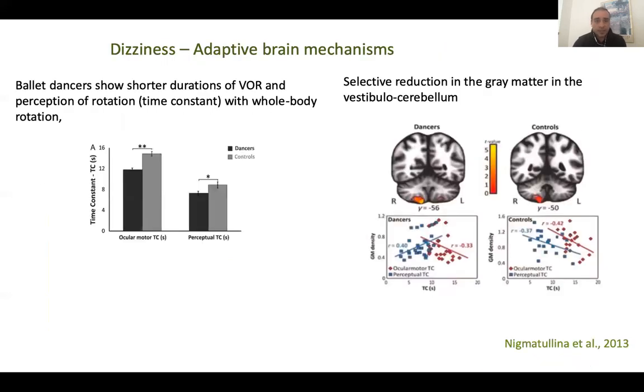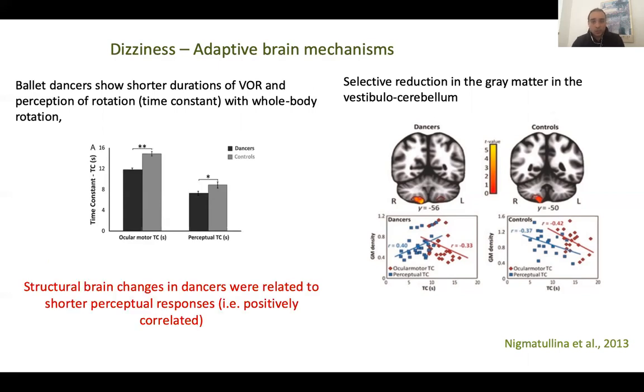This is another study that does not directly examine vestibular migraine, but its finding could be relevant to the pathophysiology. This study compared ballet dancers to healthy controls. They found that ballet dancers show shorter duration of VOR and perception of rotation with whole body rotation. There was selective reduction in the gray matter of the vestibular cerebellum in dancers, which correlated with shorter perceptual responses, but that was not the case in controls.